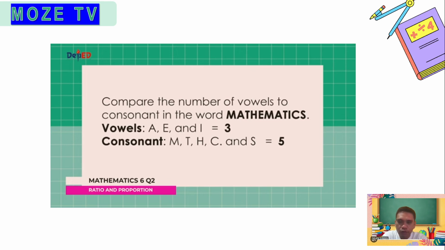So how would you compare the number of vowels to consonants? That would be vowels to consonants. So vowels come first. How many vowels? 3. So that would be 3 is to 5. Then how about if reversed? Consonants to vowels. That would be 5 is to 3. Again, vowels to consonants, 3 is to 5. Consonants to vowels, 5 is to 3. So, it depends on what is being asked.